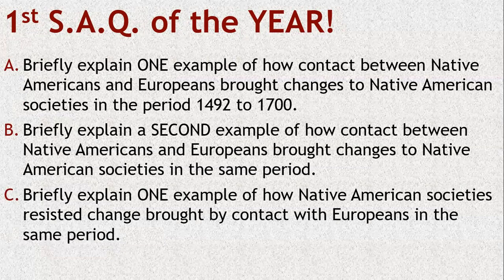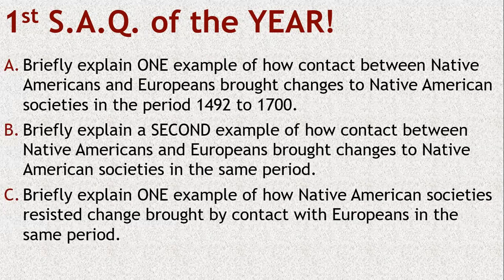Those of you that did your summer assignment, this is summer assignment 1. So in answering summer assignment 1, notice what A says: briefly explain one example of how contact between Native Americans and Europeans brought changes to Native American societies between 1492 and 1700. Then you've got to give a second one between 1492 and 1700. Notice they want you to stop at 1700.